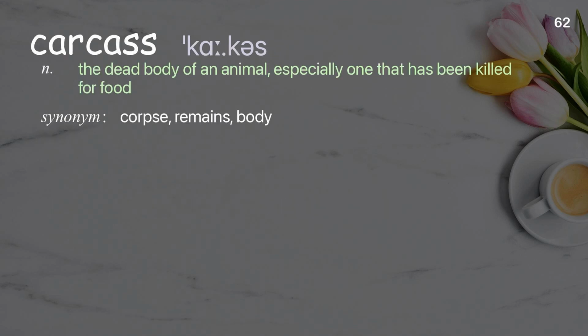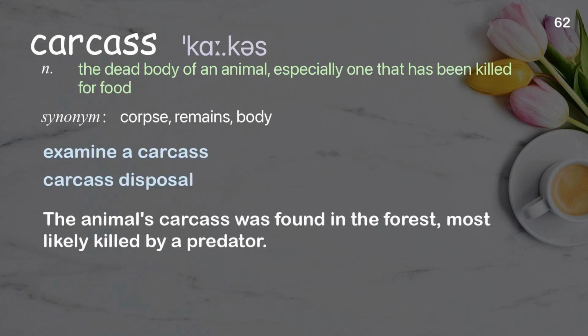Carcass. The dead body of an animal, especially one that has been killed for food. Examples: examine a carcass, carcass disposal. The animal's carcass was found in the forest, most likely killed by a predator.